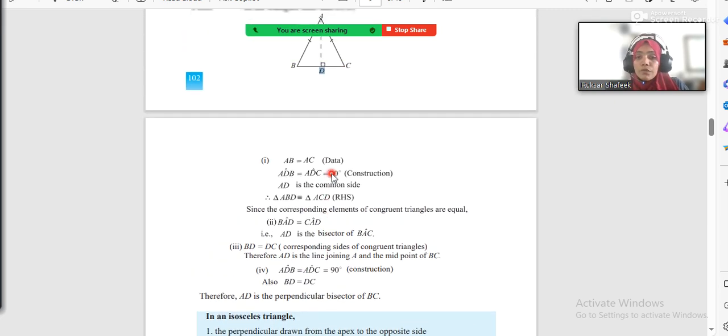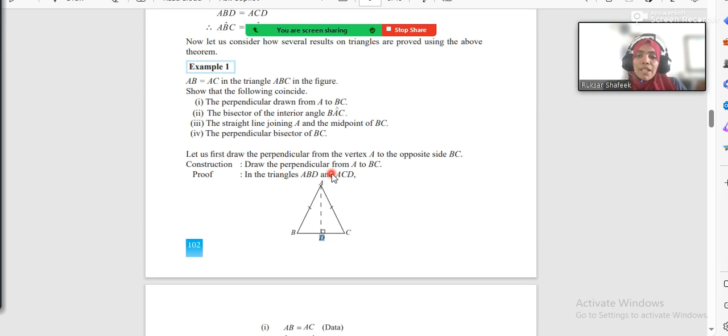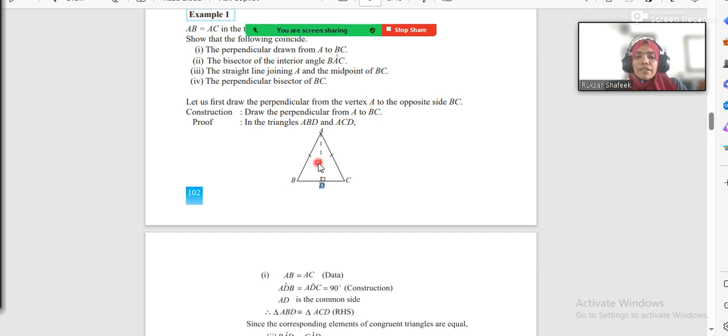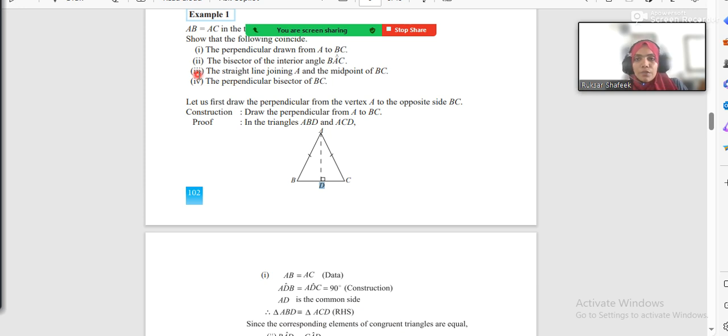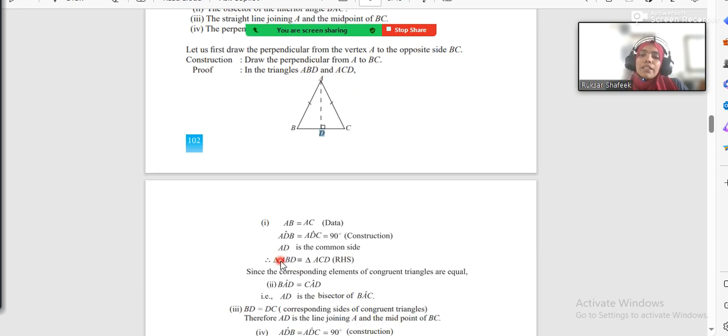And they're going to prove that using congruency. So congruency says, if you look at this triangle, AB is equal to AC, data given. Angle ADB equals angle ADC, and that's equal to 90 degrees because that was one of the constructions that we did there. And on top of that, we know that AD is a common side. So they're proving that ABD is congruent to ACD based on RHS, right-angled hypotenuse side.